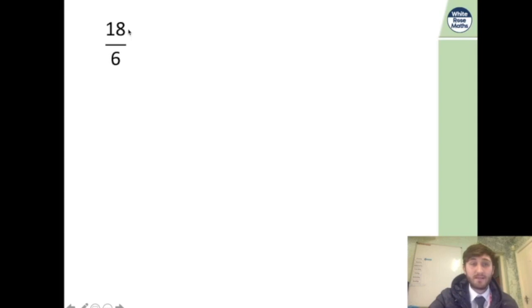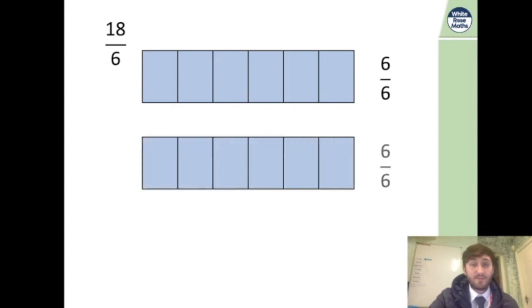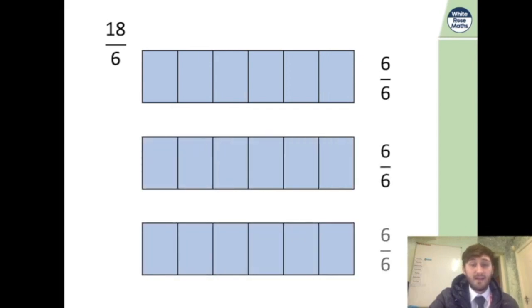My next fraction, I've got 18 sixths. So in my shape again, I'm splitting this up into sixths, and I'm shading it all in. I've got 6 sixths. Again, I've got 6 sixths. And again, I've got 6 sixths. So if I add these up, I've got 6, add 6, add 6, which is 18. And remember, my denominator does not change.